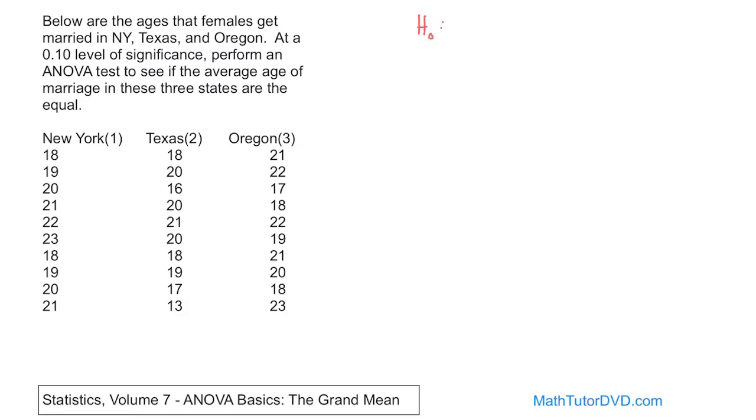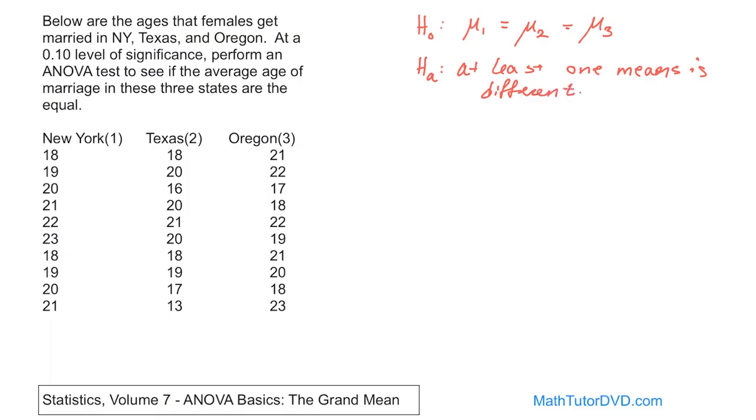The null hypothesis is that the average age that females get married in New York, see mu number 1, this is population 1, is equal to the average age of the females in population 2, which is equal to the average age in population 3. That's the null. That's the currently accepted hypothesis that we think is true. What would then be the alternate hypothesis? Well, it just means that at least one of these means is different.